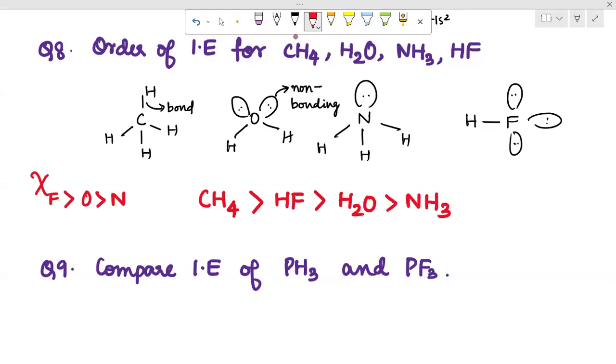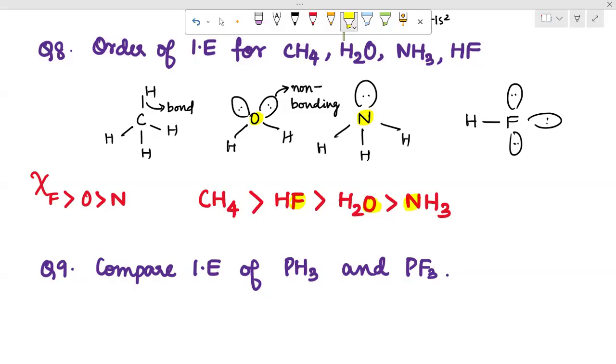Why is that? Water has 2 lone pairs. That doesn't mean that it is ready to give the 2 lone pairs. As the electronegativity of oxygen is higher than that of nitrogen, it will keep the electrons closer to itself and not give them. So the ionization energy of water is higher than that of nitrogen. Here we compare the electronegativity of fluorine, oxygen and nitrogen.